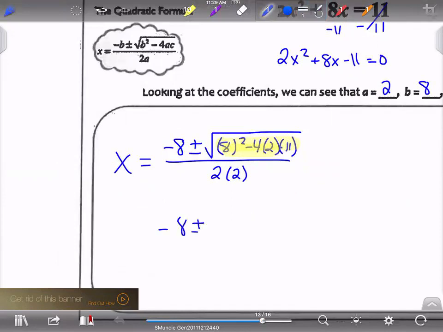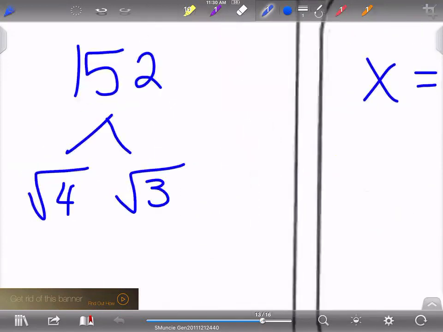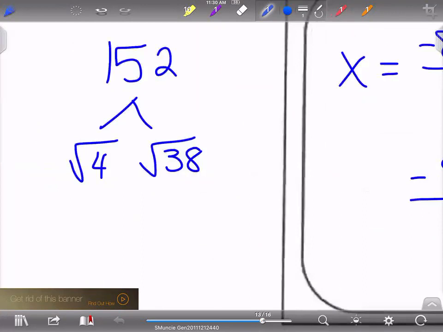So negative 8 plus or minus the square root of, you just told me 152? Yeah. All over 4. Is 152 a perfect square? No. We're going to have to take 152 and break it up into two numbers that multiply to give us 152, and one of them has to be a perfect square. 4 and 38 sounds great, Kenny. So 4 times 38 is 152. 4 is a perfect square. Square root of 4 is 2.